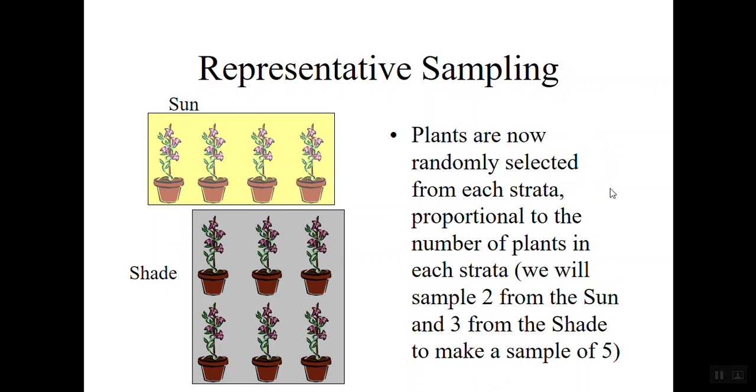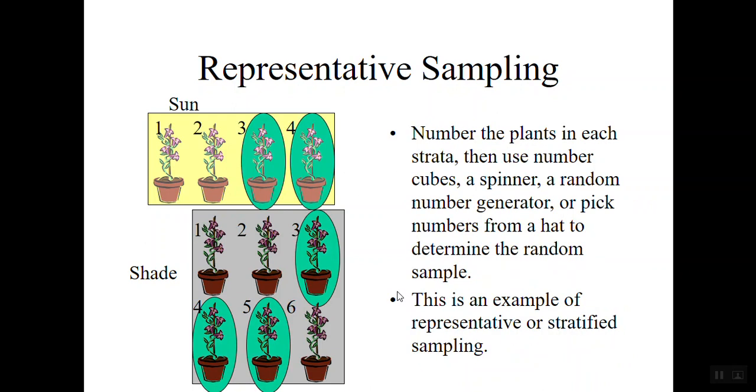So now they're randomly selected from each strata, or from each group, proportional to the number of plants in each strata. So since there's only 4 in the sun group and 6 in the shade group, we'll sample 2 from the sun and 3 from the shade to make a sample of 5. And then you can do it the same way, number each plant, and then use whatever random number generator, etc., to pick them. So this is representative or stratified sampling.